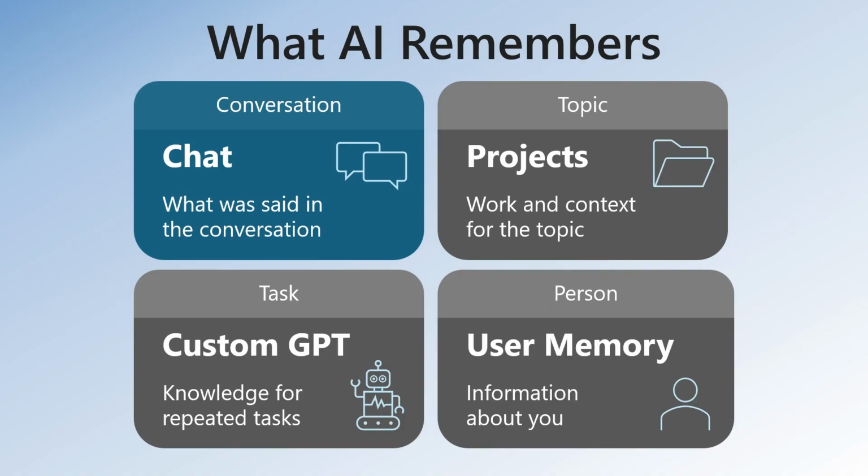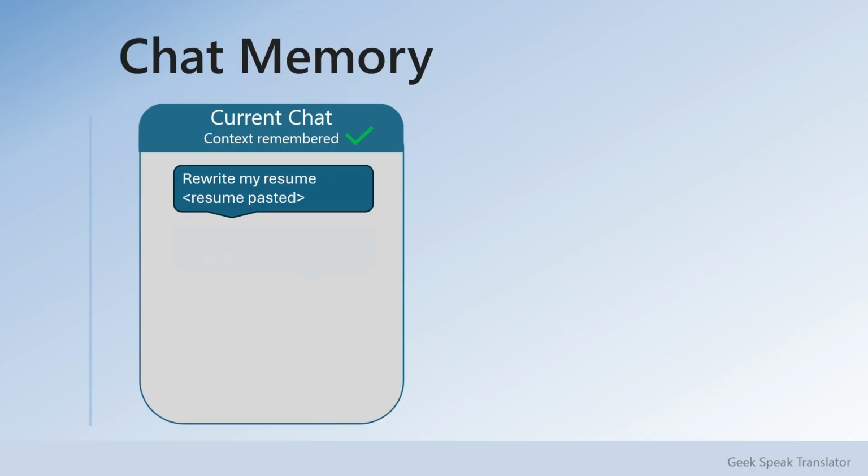That means if you ask AI to write something and then ask it to improve part of it, the AI understands what you're referring to. The AI remembers the earlier parts of the conversation, so the interaction makes sense. This works really well when you're doing something step by step, for example, writing a resume.